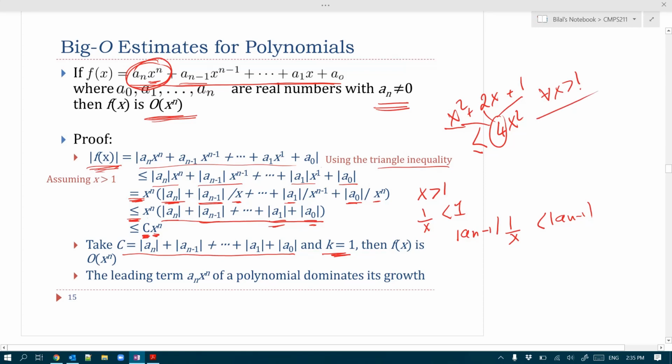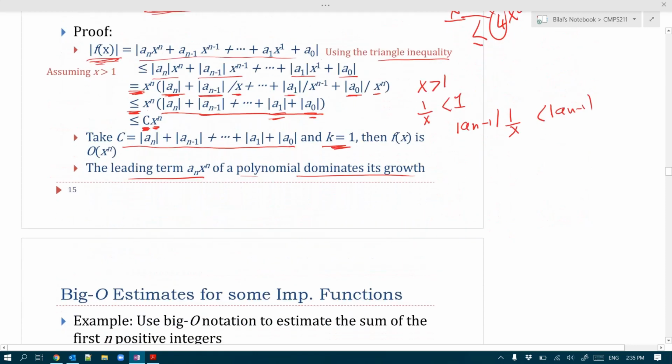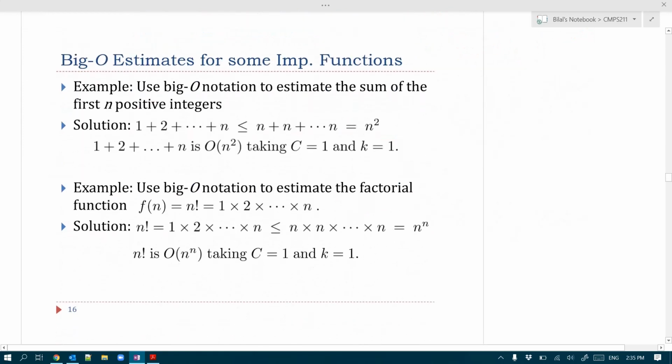So the leading term in this case is a_n x to the n, and it dominates the growth of that polynomial. Good. Let's check the big O estimates for some important functions.